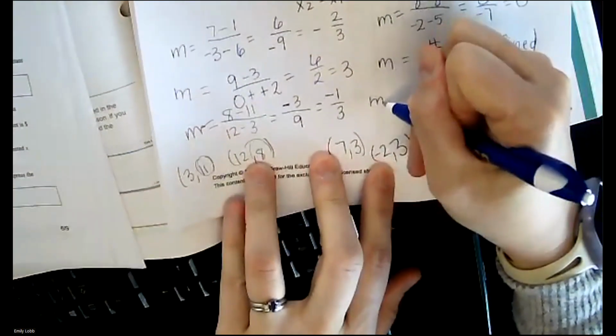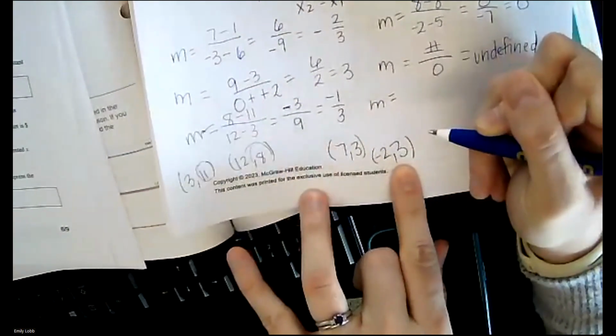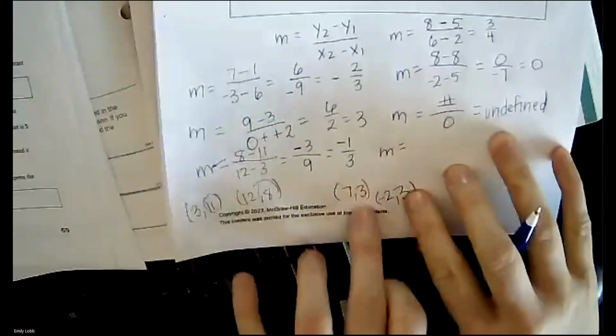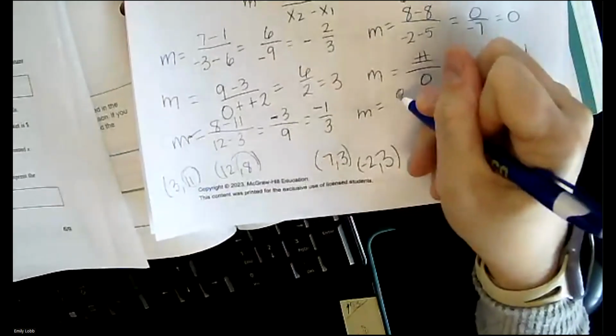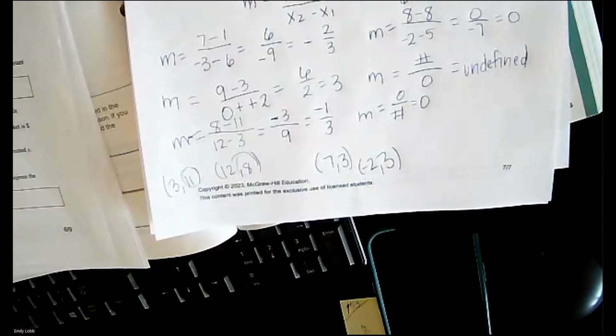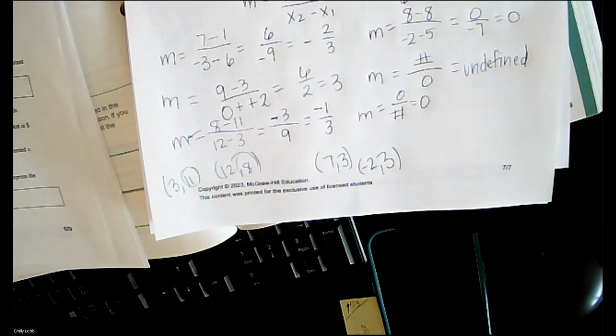So here we would say, oh, look at our y's. They're the same. So 3 minus 3 is going to be 0. 0 over any number is going to be 0. So our slope here is 0. If our change in y is 0, then our slope is 0. If our change in x is 0, then our slope is undefined.